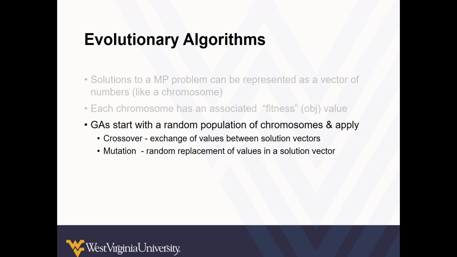Chromosomes are then evaluated according to a fitness or objective function, with the fittest surviving into the next generation. The result is a gene pool that evolves over time or iterations to produce better and better solutions to a problem.